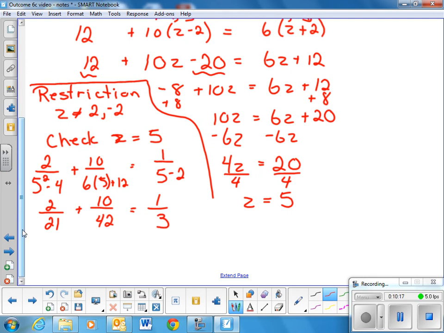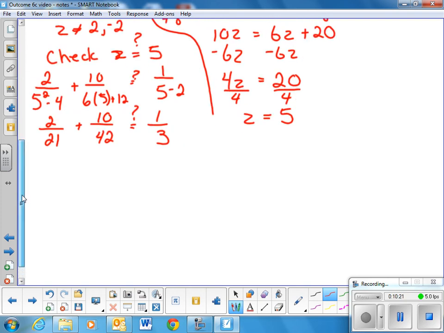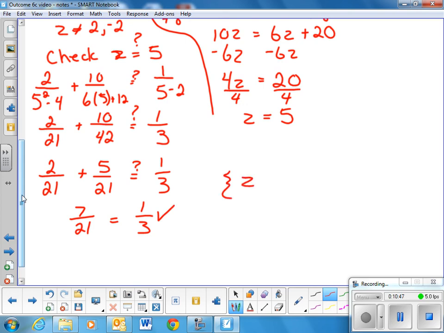So we're trying again to see whether or not that is a true statement. Simplifying, I can reduce the 10 over 42 to 5 over 21, which is nice because that gives me the common denominator. So 5 and 2 is 7 over 21. Does that equal 1 over 3? 7 over 21 can be reduced to 1 over 3, and so that solution works. So my solution set is that z equals 5.